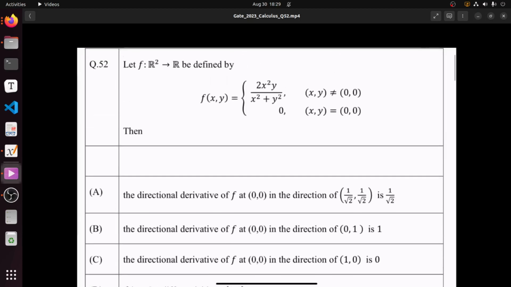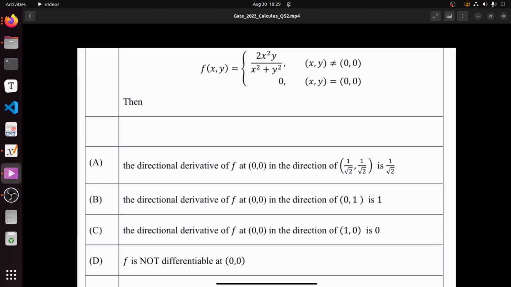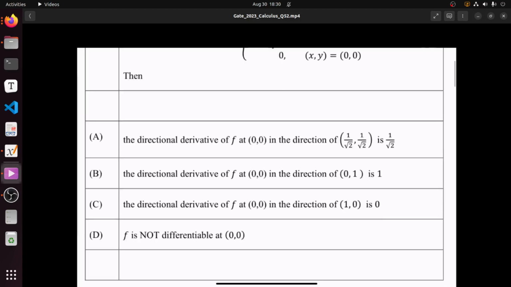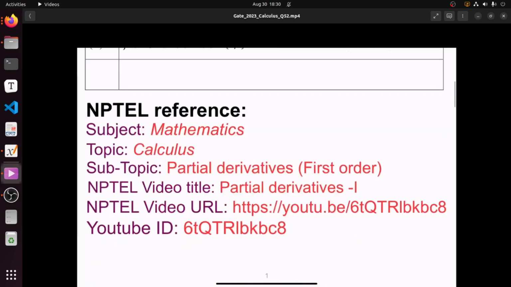Option A: the directional derivative of f at the origin in the direction of (1 by root 2, 1 by root 2) is 1 by root 2. Option B: the directional derivative of f at (0,0) in the direction of (0,1), so this is the y-axis, is 1. Option C: the directional derivative of f at (0,0) in the direction of (1,0), so in the direction of the x-axis, is 0. And option D: f is not differentiable at (0,0). Okay, so this is an NPTEL reference.